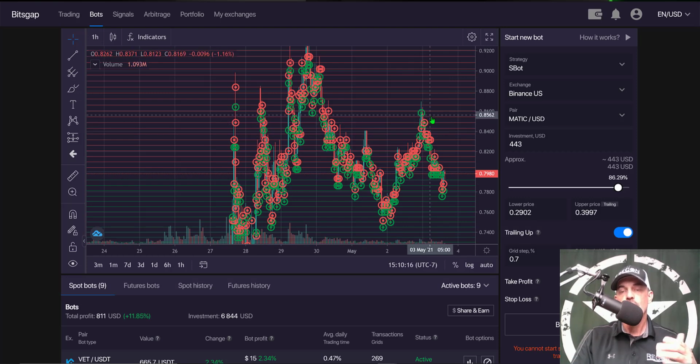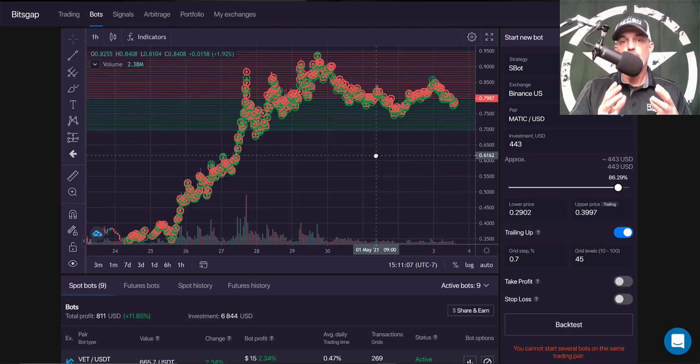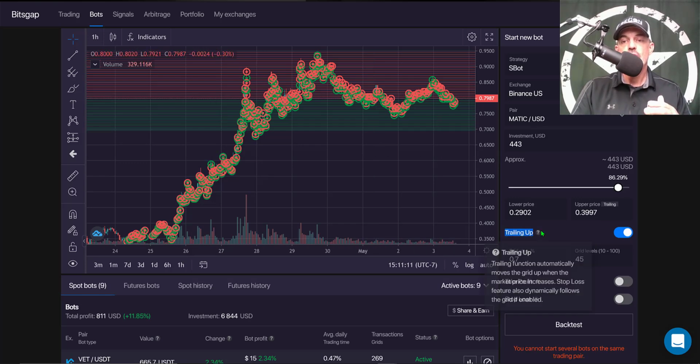The spacing between each grid is the percentage of profit you would earn on the way up as the bot sells your positions. Now, with that all being said, one of the unique features that Bitsgap offers is their trailing up feature. And how that actually functions is the grid will automatically move up with the price action.